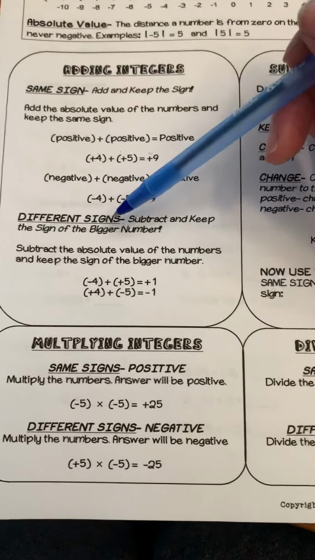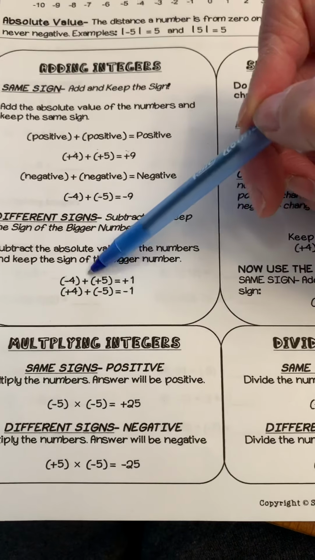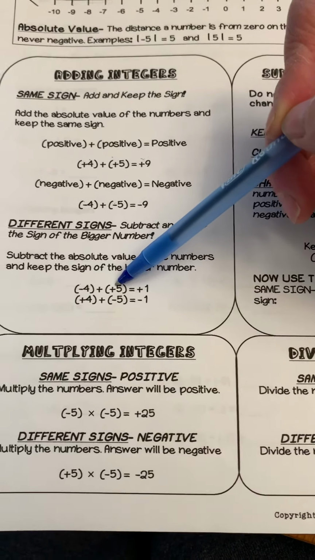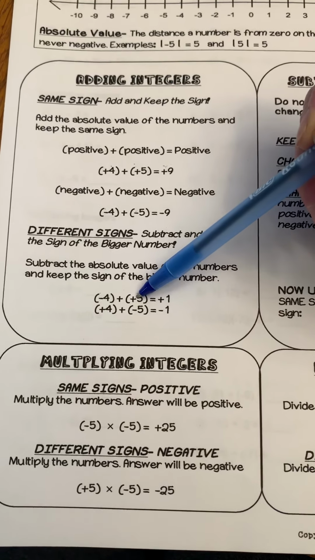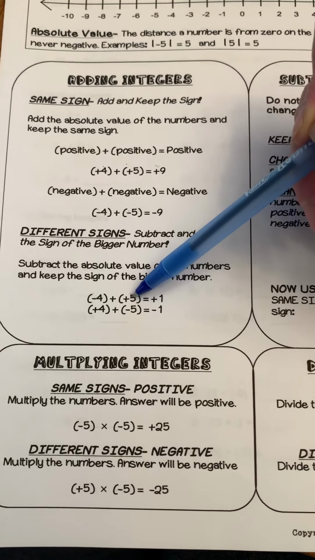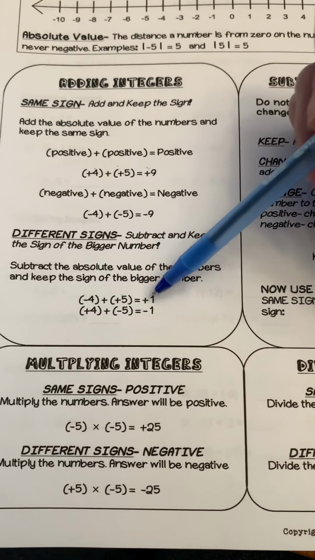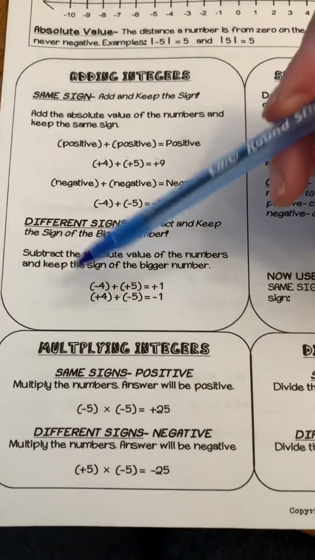When we have different signs, so a negative 4 plus a positive 5, we take the sign of the larger digit. The sign of the larger digit here is a positive, and we find the difference between the two. So 5 minus 4 is 1, and we kept the sign of the larger digit.